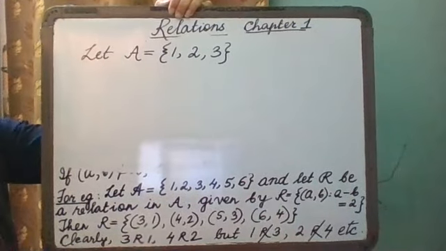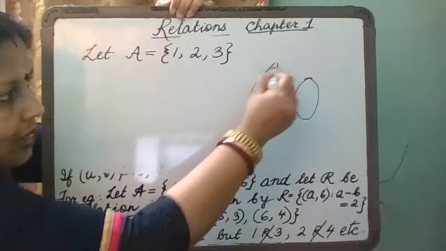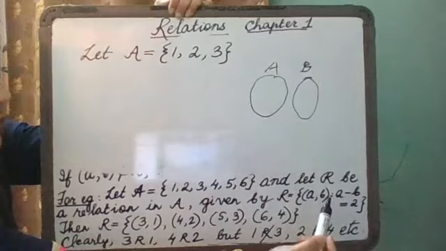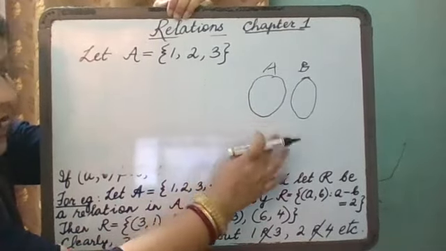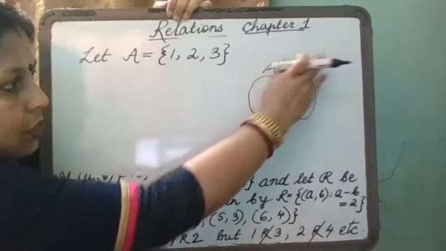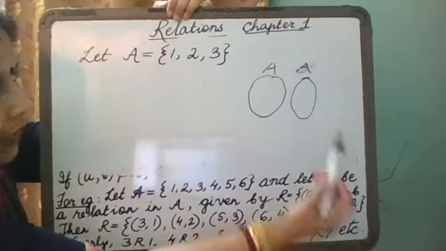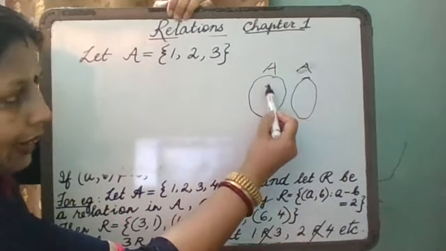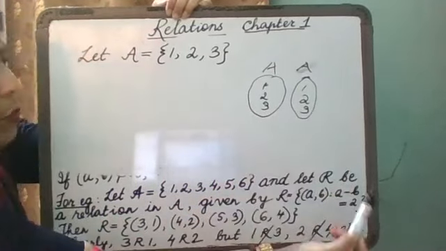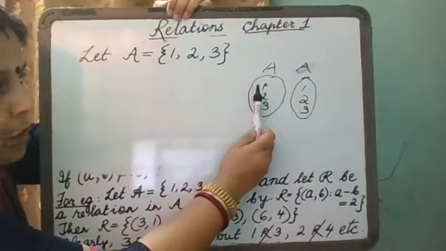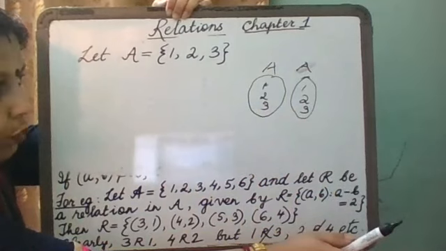Now, when we do Cartesian product, we take two sets. One is A, the other one is B. But here we are taking the same set. We are not taking a different set, we are taking the same set A. So we are trying to find out a relation between the elements of A. I have taken 1, 2, 3. Here also 1, 2, 3. I am trying to find out a relation from set A to set A, to itself, not to a different set.